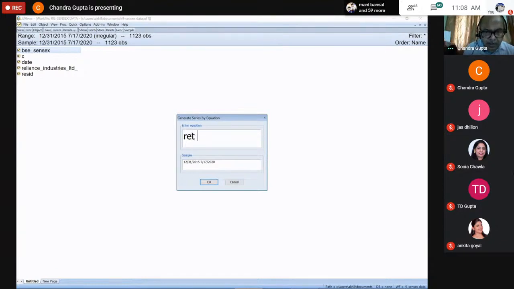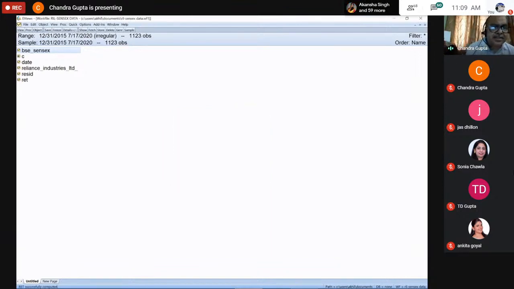So let me call it return, which is equal to, we will be calculating log returns, log of BSE_SENSEX divided by BSE_SENSEX with a lag. That is the series which we have created. So go to Quick, Generate Series and write the equation. Return is equal to log of BSE_SENSEX divided by BSE_SENSEX(-1). And then you say okay, and you will find a return series is being generated.